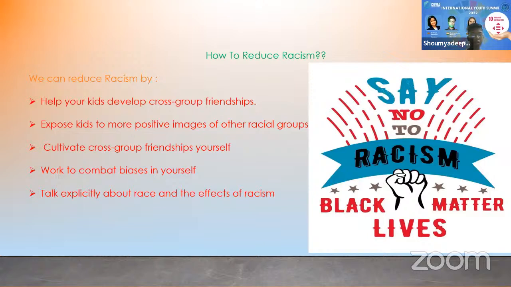Next one is we should cultivate cross-group friendship again. This is related to the first point, so nothing more to say. And we should work to combat it. Black and white should work together, and we should take steps against racism.